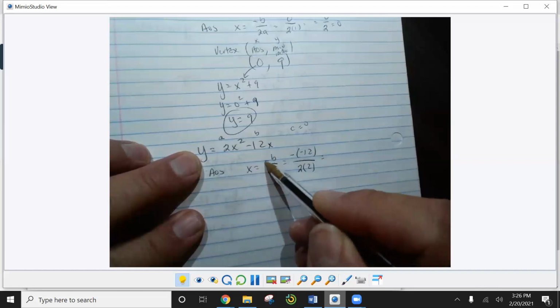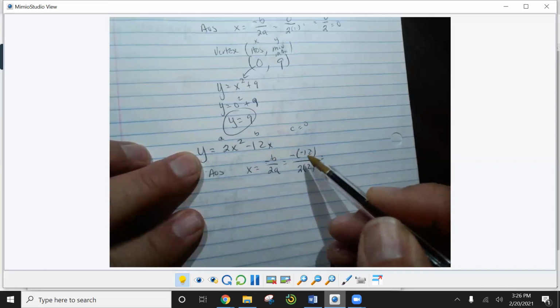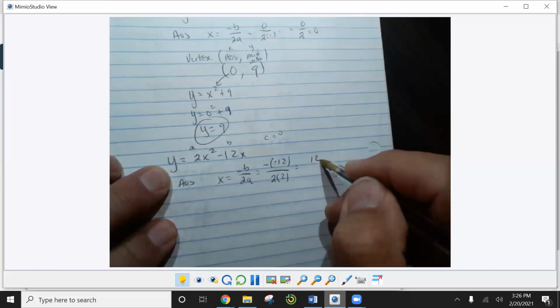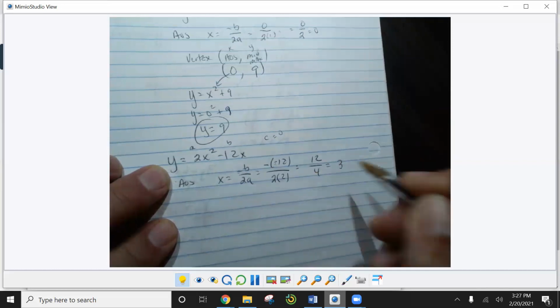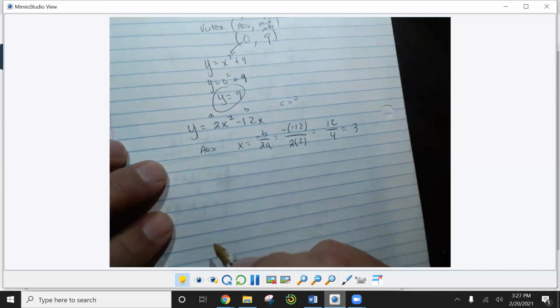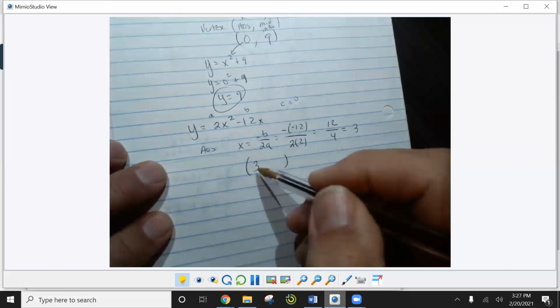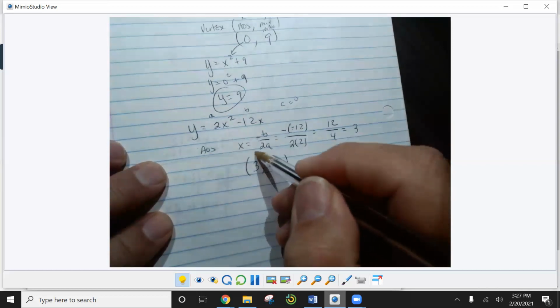That's why we put minus 12. And there's always a negative in front of the b, so it makes it like a minus minus 12. So this becomes 12 because 2 negatives make a positive. 12 over 4, and so my axis of symmetry is 3. So I know the first one is a 3. Now I plug this 3 in here and here where the x's are, because this is the x value.